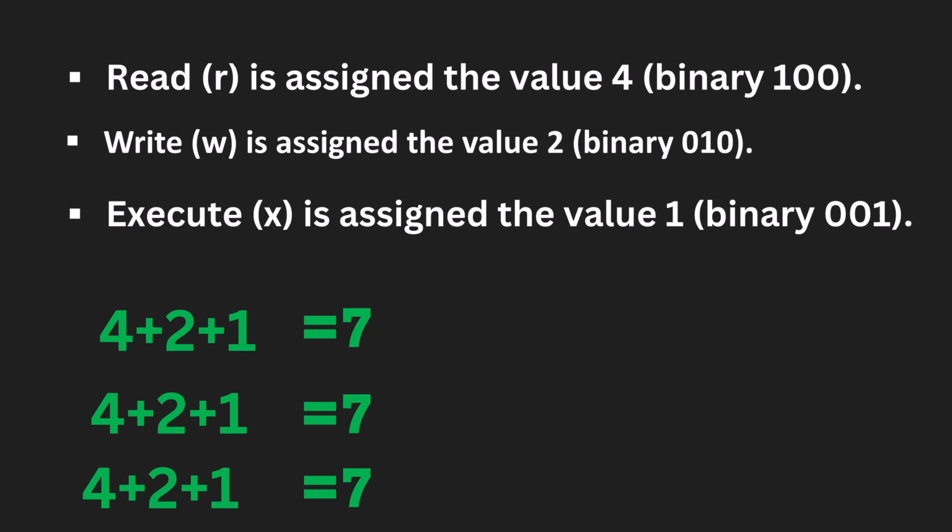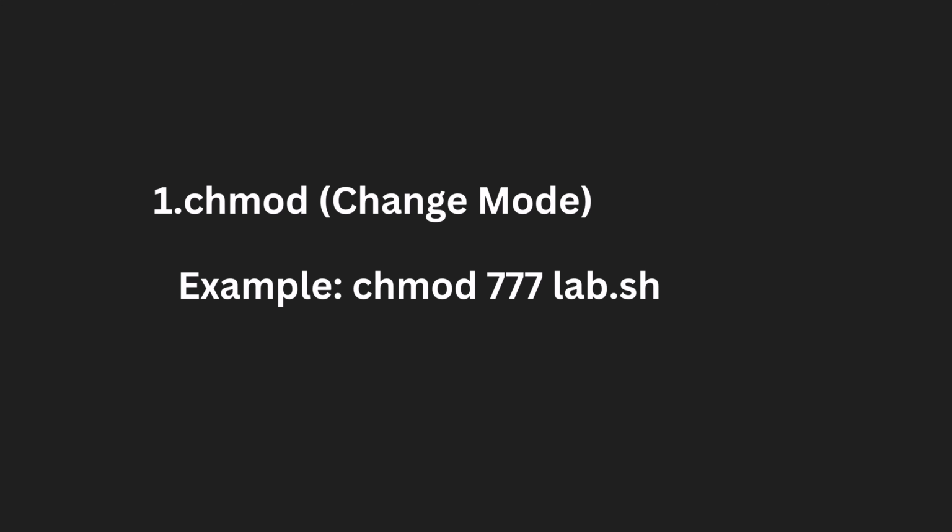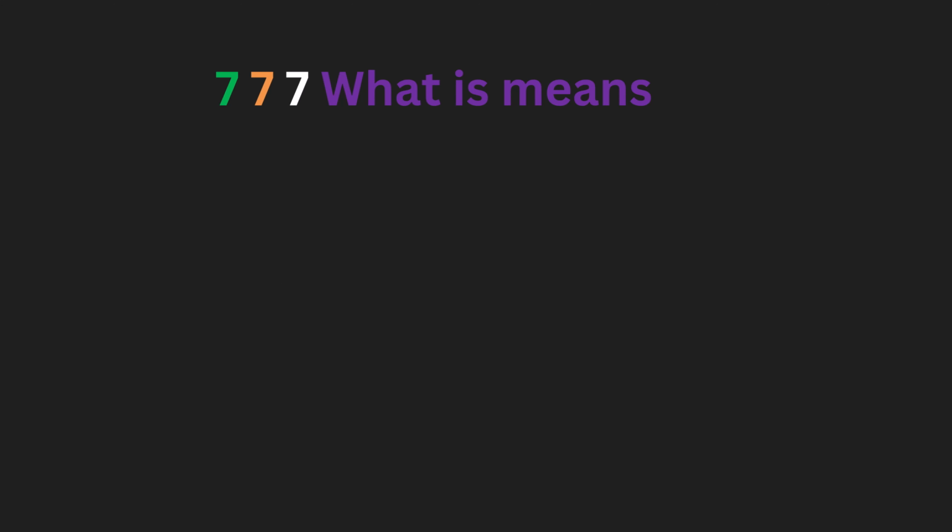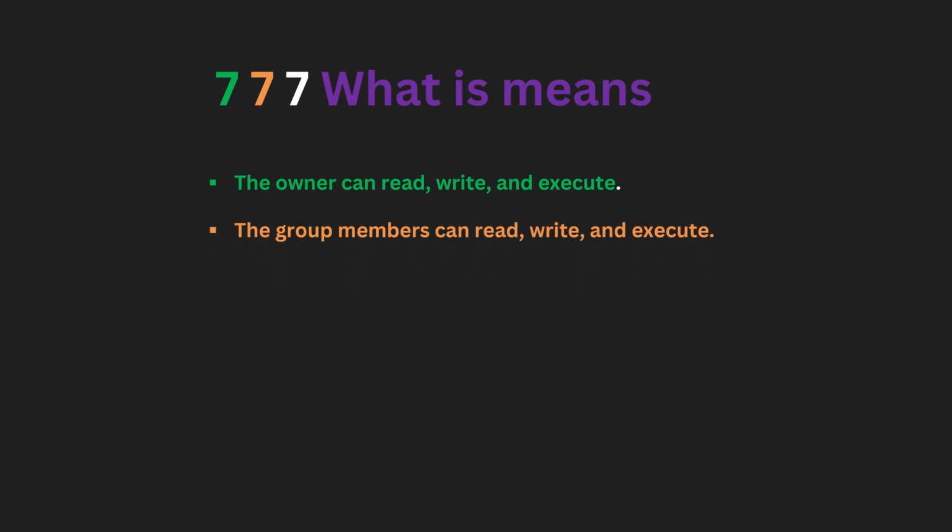So let us apply this understanding to modify permissions using the chmod command, which stands for change mode. For example, we type chmod 777 lab.sh. What does 777 mean? The first 7 indicates that the owner of lab.sh can read, write, and execute. This is the maximum level of permission for the owner. The second 7, highlighted in yellow, applies to group members, granting them the same level of access as the owner. The third 7, shown in white, extends these permissions to everyone else in the system. They too can read, write, and execute the file.